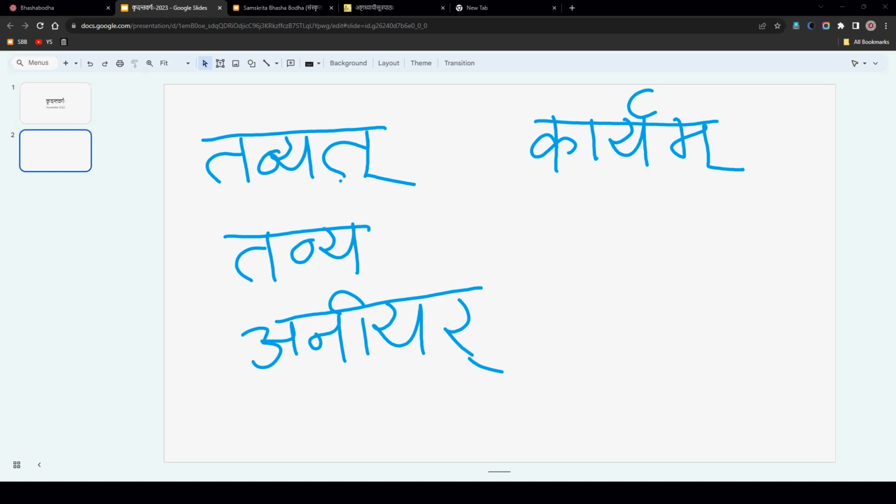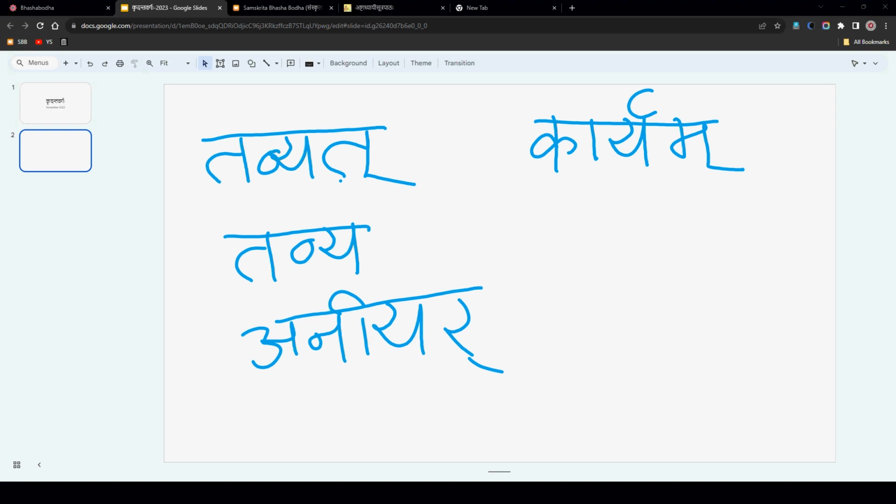Similarly, you can use kartavyam. Kim kartavyam asti. What is there to be done? Kim karaniyam asti. The meaning is the same. Kim karaniyam, kim kartavyam, kim karyam. Kartavyam means something, my duty. Kartavya is used generally for duty, right? Kartavyam, something to be done. Karaniyam, same thing. So these are some simple examples of kartavya, karaniya.